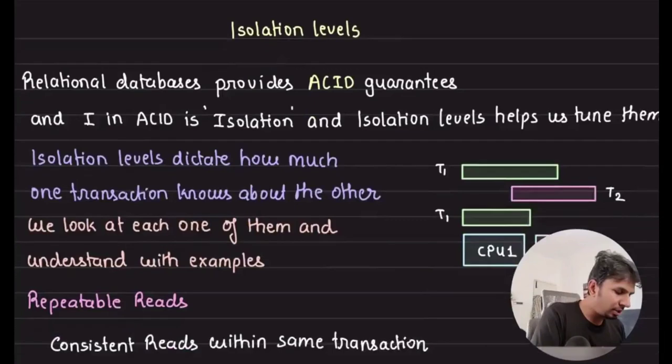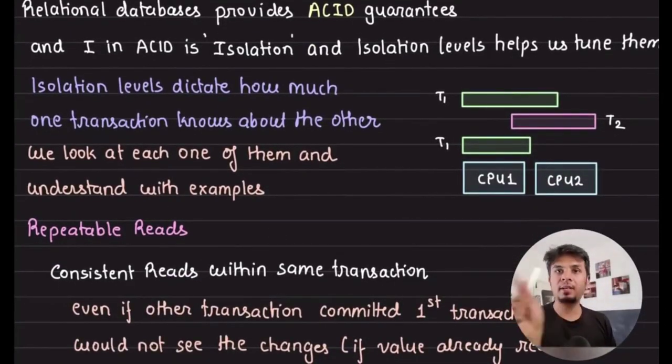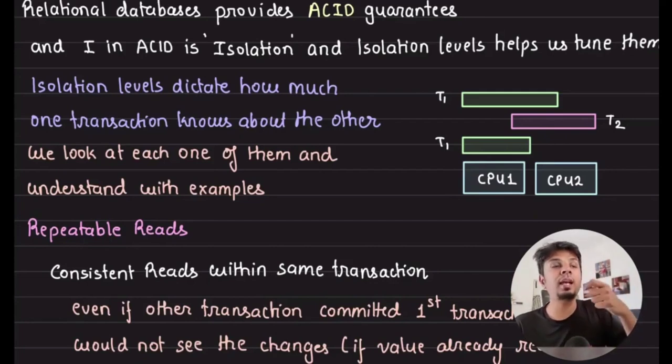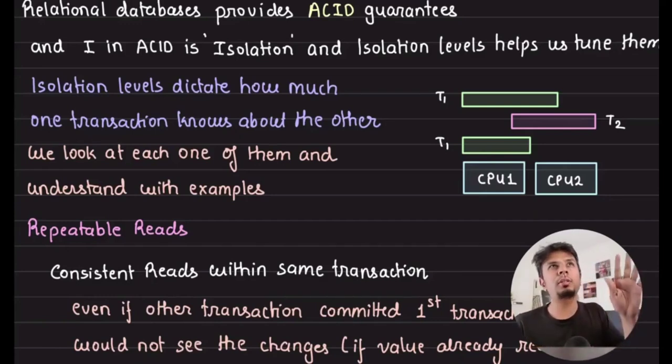Now, the isolation level dictates how much one transaction knows about the other when both of them are executing at the same time. What we'll do in this video is go through each one of them and practically see what's happening behind the scenes. We'll take hands-on examples and write actual queries to see how this affects how much transparency we have of one over the other. So there are four SQL 1992 standard isolation levels possible.